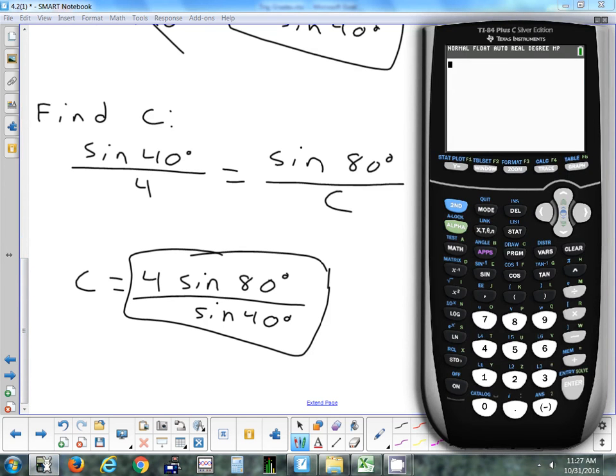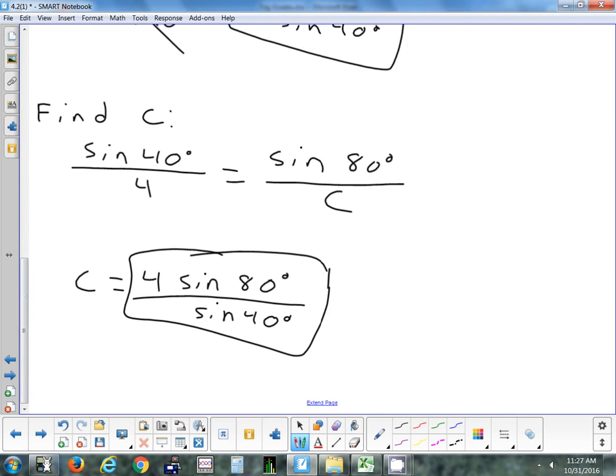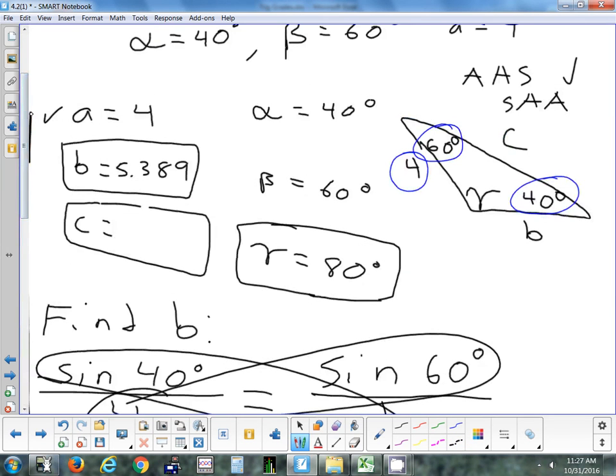Okay, before I type it, I just want to get an idea of what kind of number I should expect. Gamma is the biggest angle, so this should be the biggest side. So I should get a number bigger than 5.389. But it can't be bigger than the sum of the other two sides. Okay? In any triangle, if you add up two sides, it always has to be bigger than the third. So it can't be bigger than 9.3. So it's got to be between 5.389 and 9.389. If it's not, something's wrong.